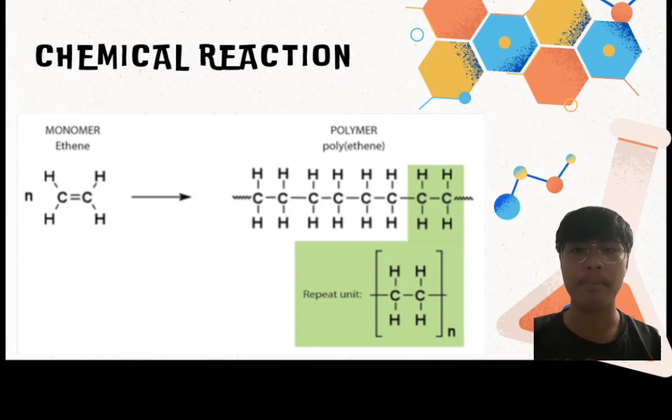Next, this is the chemical reaction. Addition polymers are made from monomers that contain a carbon-to-carbon double bond. These carbon-to-carbon bonds are reactive and responsible for connecting monomers together to produce a polymer. For example, multiple ethene monomers undergo polymerization to produce polyethylene.